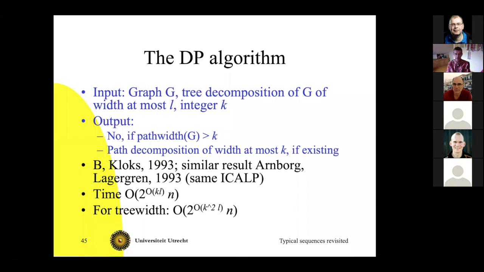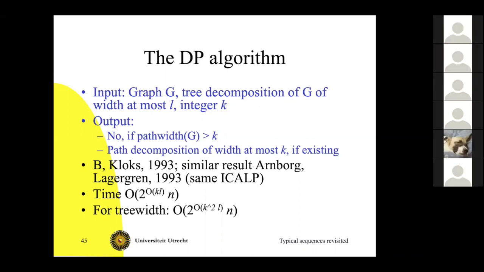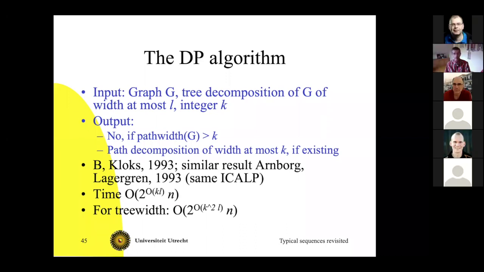And in the same ICALP in 1993, Tom Kloks and I had a paper there, and Stefan Arnborg and Jens Lagergren also had a paper, and we basically proved the same result there with small changes in terminology and also in some details. So Jens, Arne and Stefan showed results about the number of forbidden minors of treewidth and pathwidth, and we looked at constructive variations there. So the time for pathwidth is 2 to the order k times L, and for treewidth it's 2 to the order k squared times L.